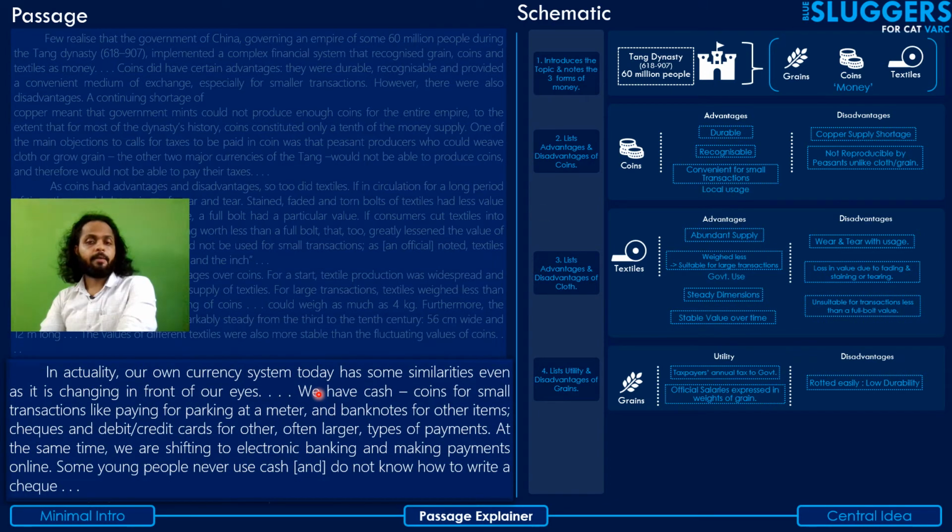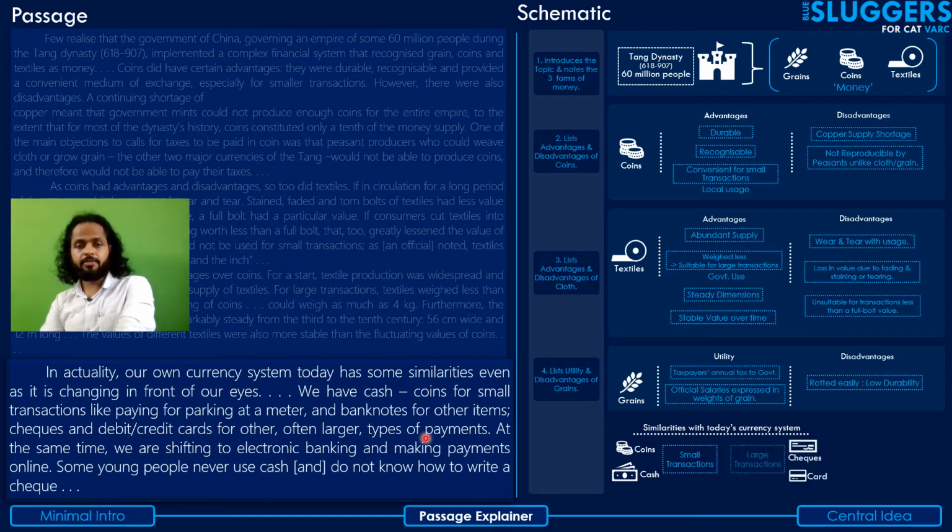Okay. So last paragraph. In actuality, our currency system today has some similarities, even as it is changing in front of our eyes. We have cash, coins for small transactions like paying for parking at a meter, and banknotes for other items. Checks and debit or credit cards for other, often larger types of payments. At the same time, we are shifting to electronic banking and making payments online. Some young people never use cash and do not know how to write a check. So with that, he closes the paragraph.